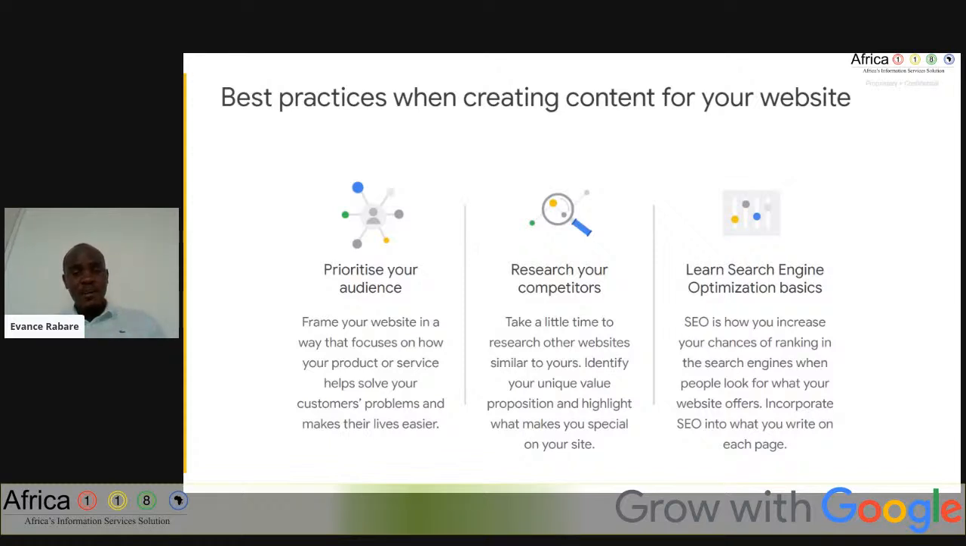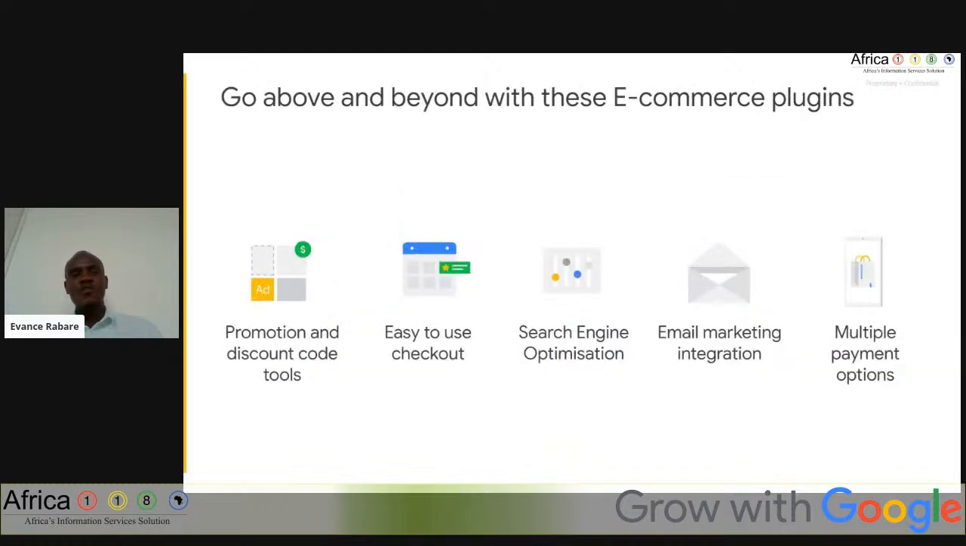So for a static website, you'll be forced to do it. But for WordPress, we also have search engine optimization plugins. You also have various plugins that can help you improve the user experience when they're using your website. So speaking of plugins, let's see how you can go above and beyond using e-commerce plugins such as promotions and discount code tools. So if you have promotions on some of the products on your e-commerce platform, you can use this plugin to highlight that.